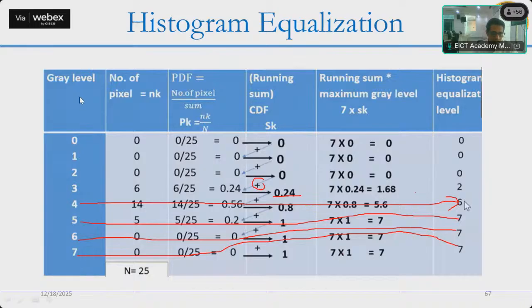What is this thing? So the gray level is given. This is 0 to 7. The number of pixels is given. Now you will be able to see that in our numerical also these two values are given, and I have also calculated this capital N. Are you with me? Exactly the things which are required to calculate are given.